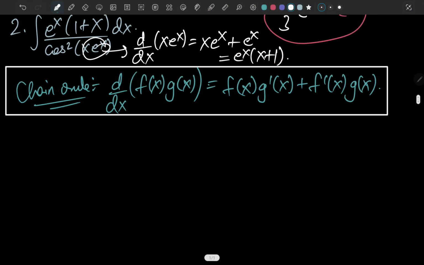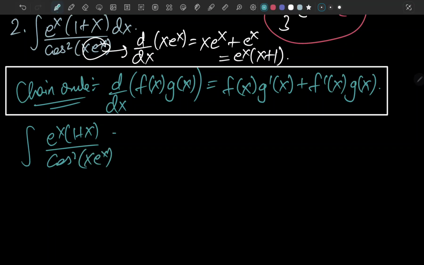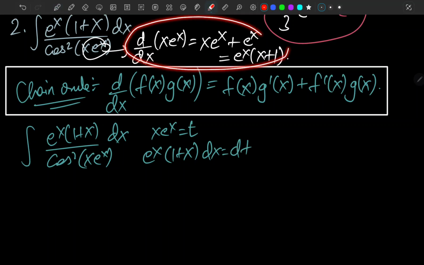So our integral becomes the integral of e to the x times (1 plus x) over cos squared of x times e to the x. If I take x times e to the x equals t, then e to the x times (1 plus x) dx becomes dt, as we saw here, right?